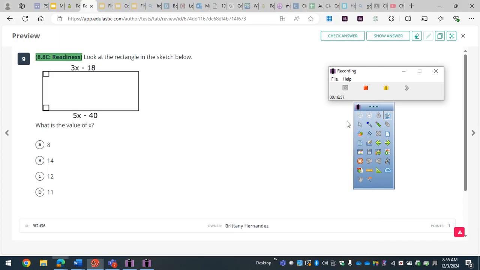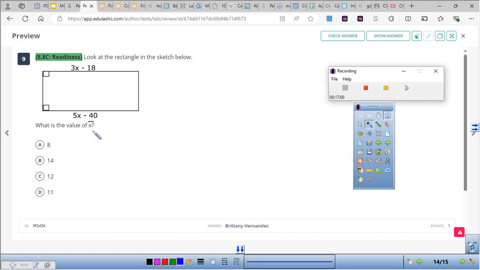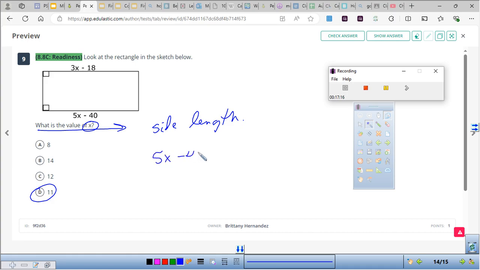Let's read the question actually. What's the value of x? Yes, 11. They could change it up just FYI and say what's the side length. In case that ever comes up, you basically have to get that x and plug it into this right here. Well, what's the side? 5x minus 40. When x is 11, we have 5 times 11 minus 40. Just saying, if it ever asks for the side length, this would be the answer. But this is the answer for this question. It would be 55 minus 40, which is 15.